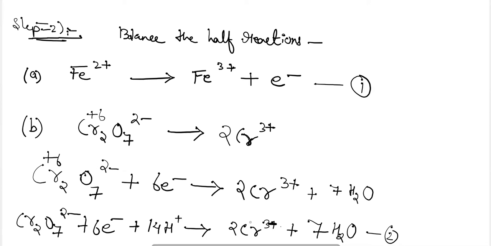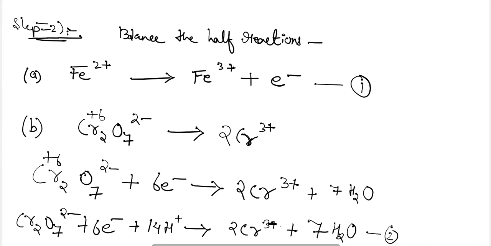Now we have to summate these two equations, that is equation number 1 and equation number 2. But in order to summate these two equations, first we have to equalize the number of electrons in both equations. We can see here 6 electrons are there, and here only 1 electron is there in equation 1. So here we will multiply the first equation by 6.